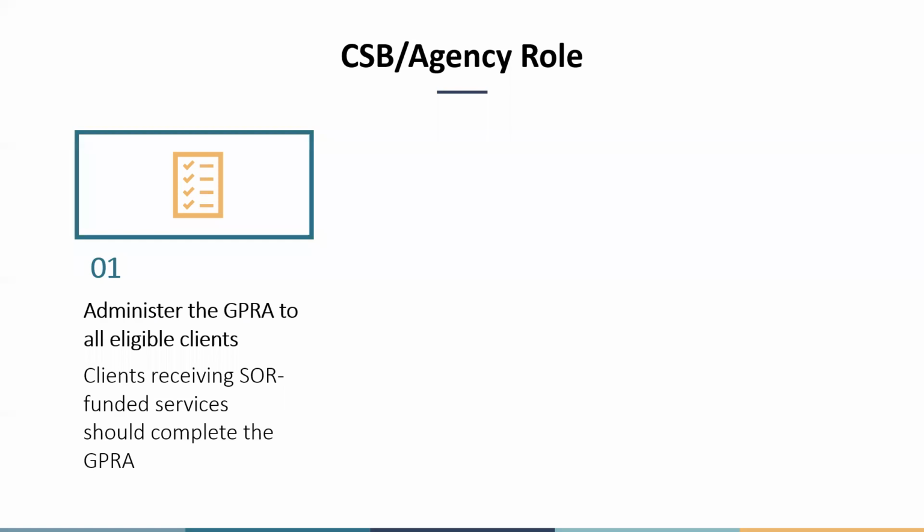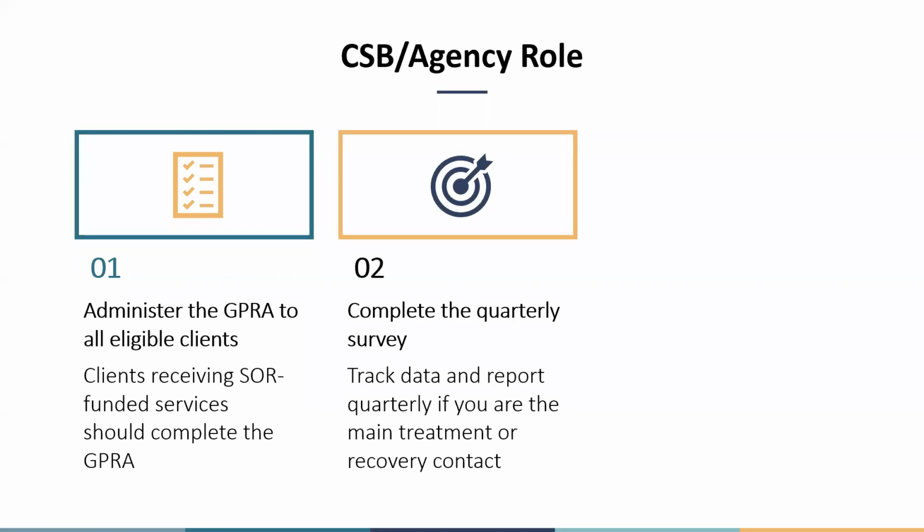And transitioning into the roles of CSVs, these are the high-level responsibilities that all agencies should keep in mind. These responsibilities include administering the GPRA to all eligible clients, which are clients receiving SOR-funded services. Complete a quarterly online survey that the main treatment or recovery contacts at your agency will take responsibility for. Omni does send out the survey link by email each quarter as a reminder. Some questions will stay the same each quarter and some are unique to each quarterly survey.